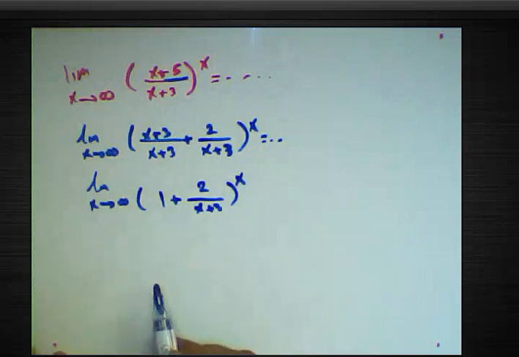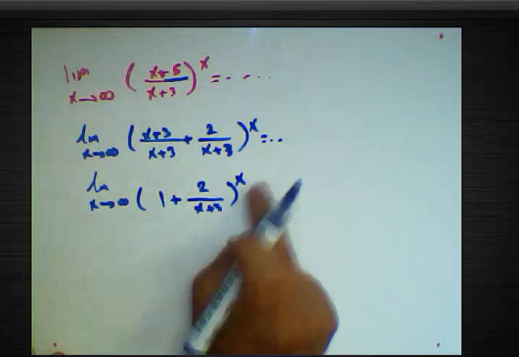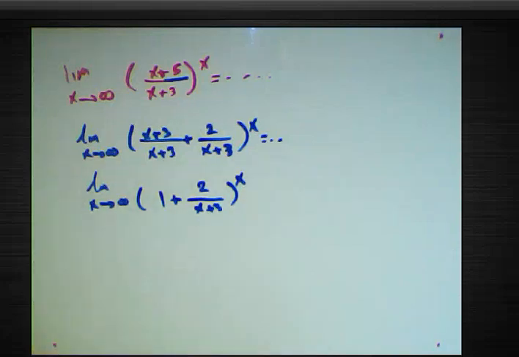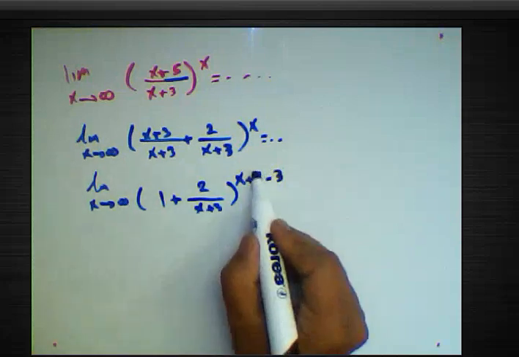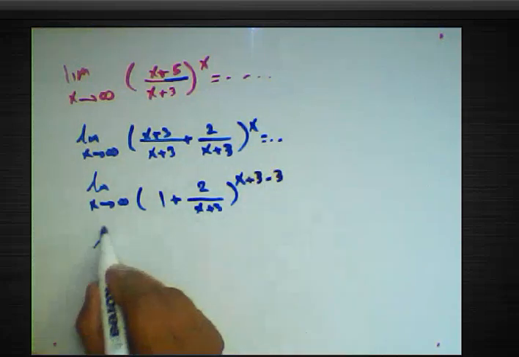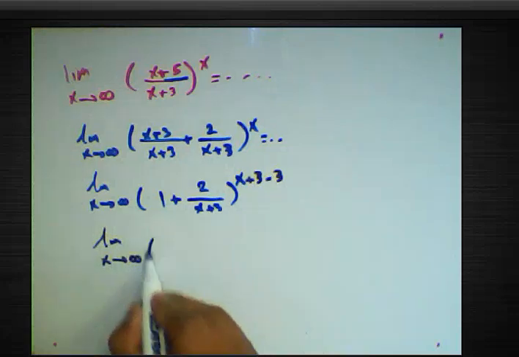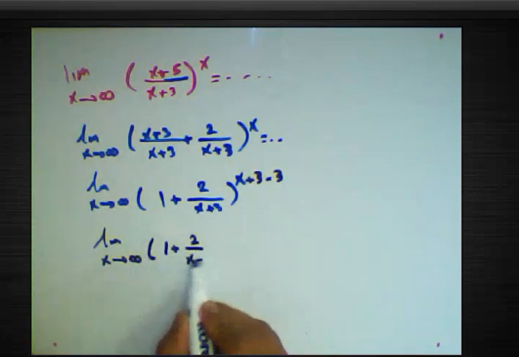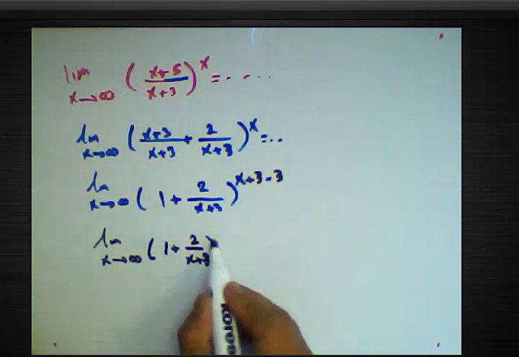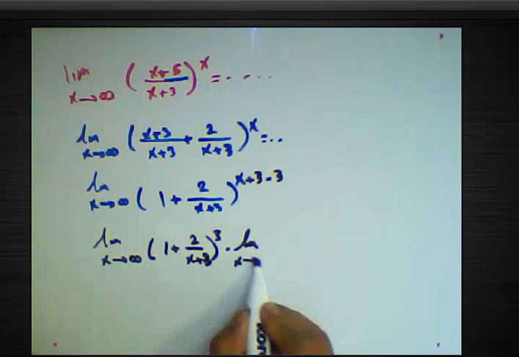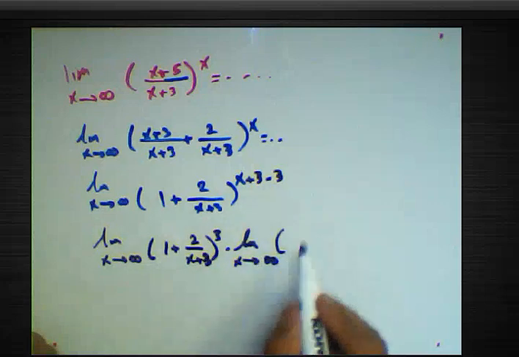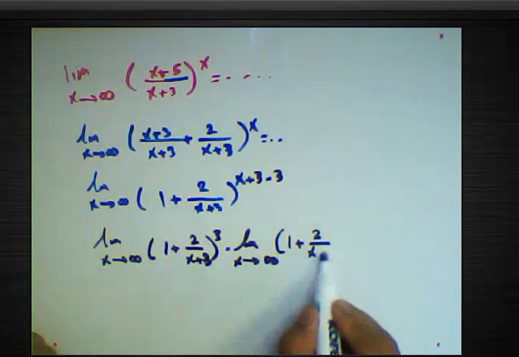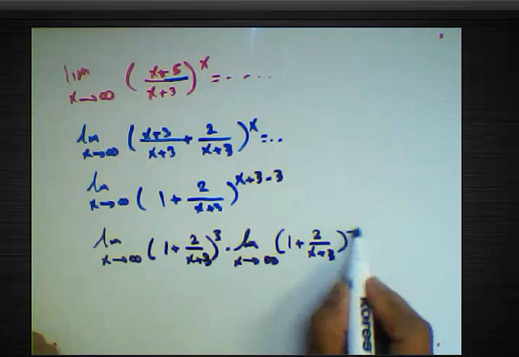The result here about this base, what? We must convert the power to match the base, so we must add 3 and subtract 3 in the power. I add 3 and subtract 3. Why? To get the rule: the function (1 + 2/(x+3))^(x+3) multiplied by the limit when x approaches infinity of the same function (1 + 2/(x+3))^(-3).